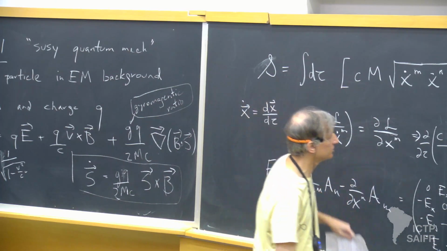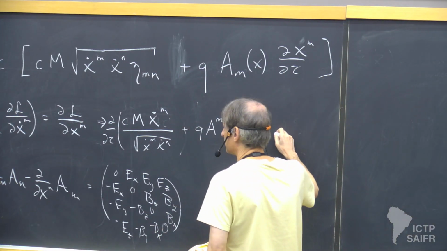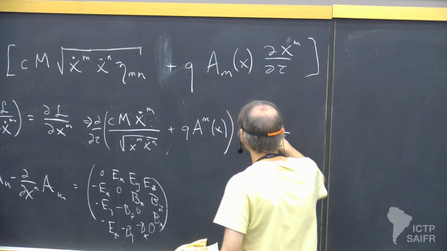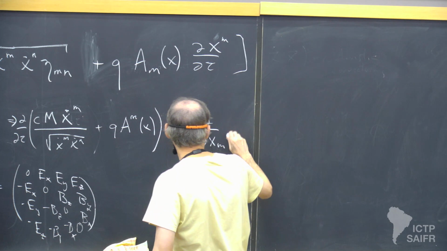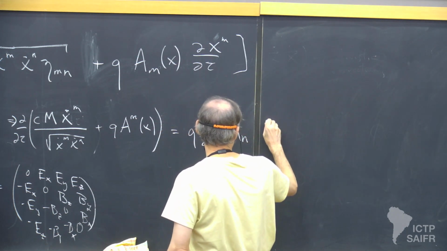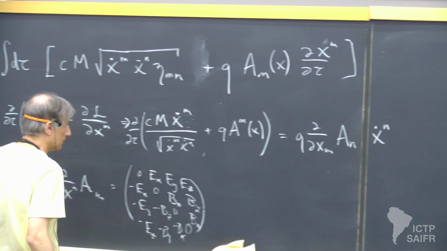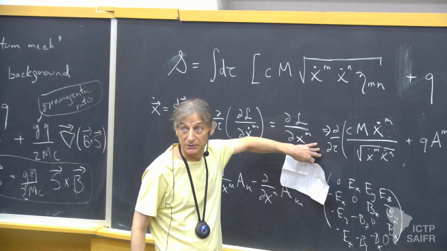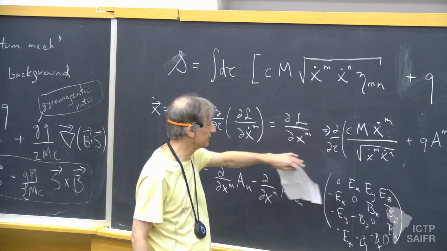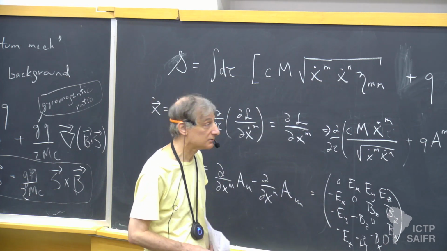But then you get an additional term coming from the derivative of A_m with respect to x. So this is equal to q d/dx^m. I'm going to change, just to not repeat the indices, I'll change this to an n. Let me write this as x dot n. Just notation. Any questions about how to get to here? So this is just standard equations of motion for a Lagrangian.